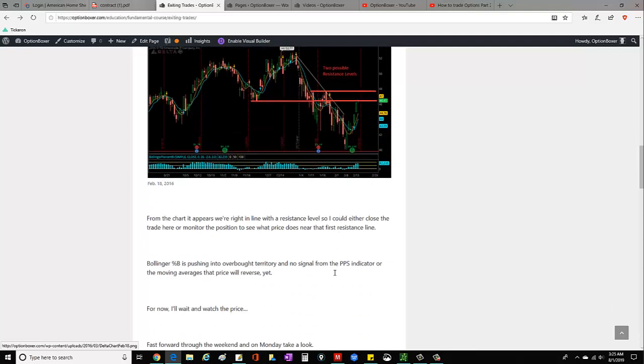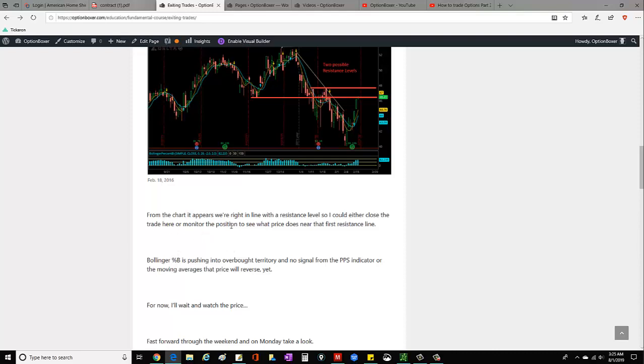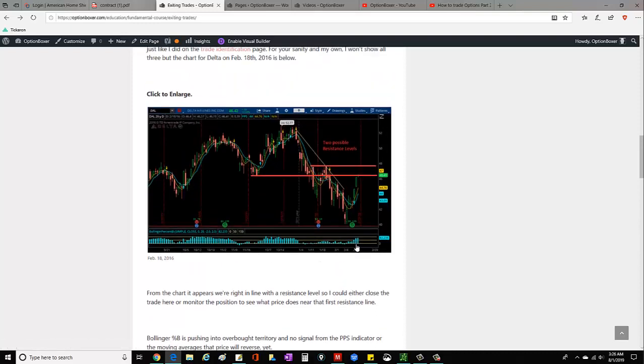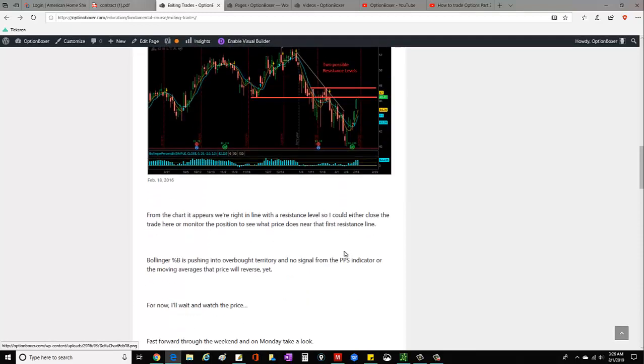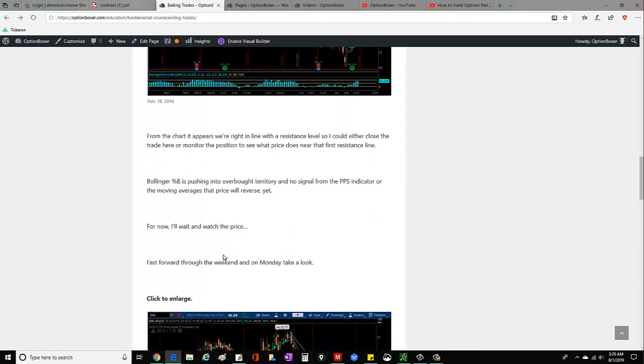And then that one is the second one. From the chart, it appears we're right in line with that resistance. You can barely see that green tick there hiding behind that red line, and that's where price is currently at, which is 46.41. So we could either close the trade here or monitor the position to see what price does near that first resistance line. Bollinger %B is pushing closer to overbought territory, and there's no signal from the PPS indicator, which we talked about earlier. For now, I'll wait and watch what the price does.